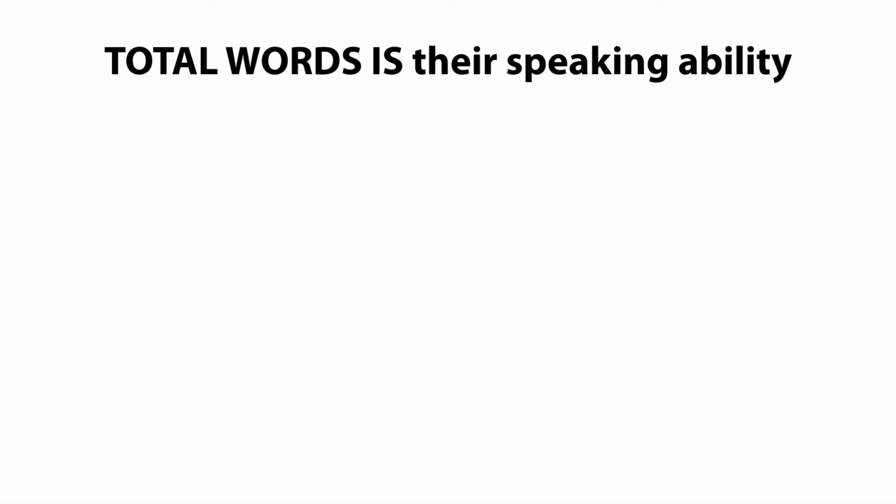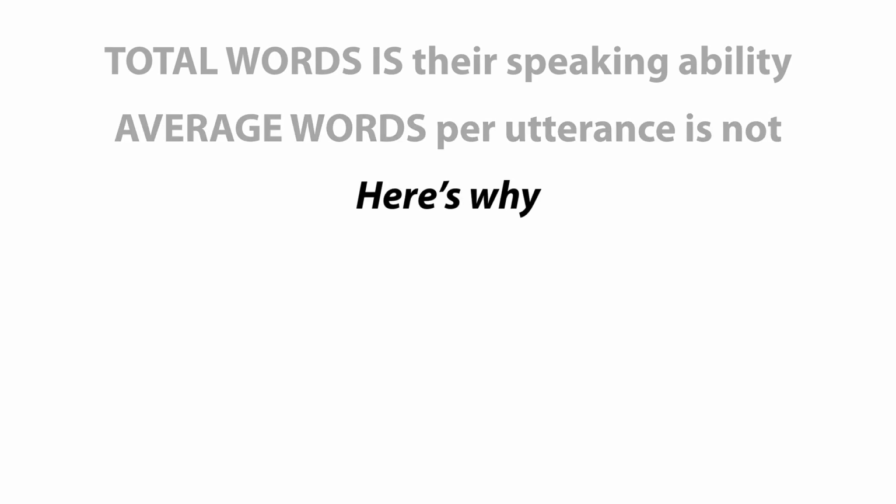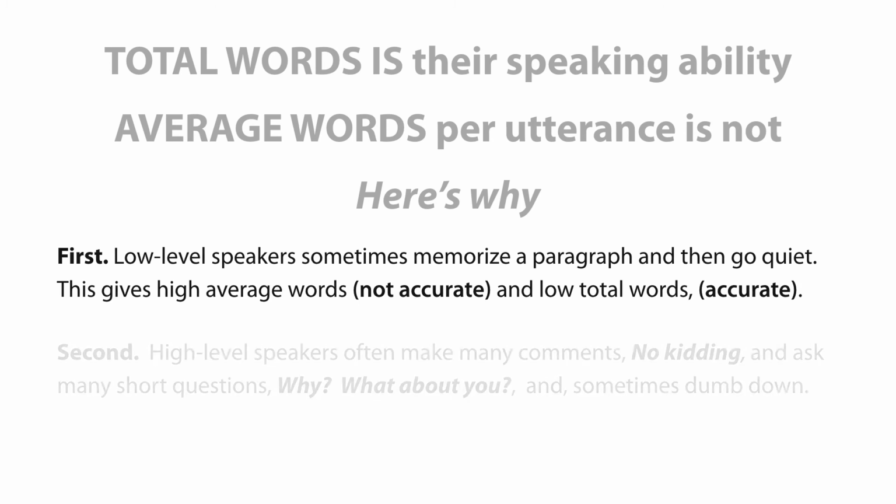A quick detail. Total words is their speaking ability. Average words per utterance is not. Here's why. First, low-level speakers sometimes memorize a paragraph and then go quiet. This gives high average words, which is not accurate, and low total words, which is accurate.